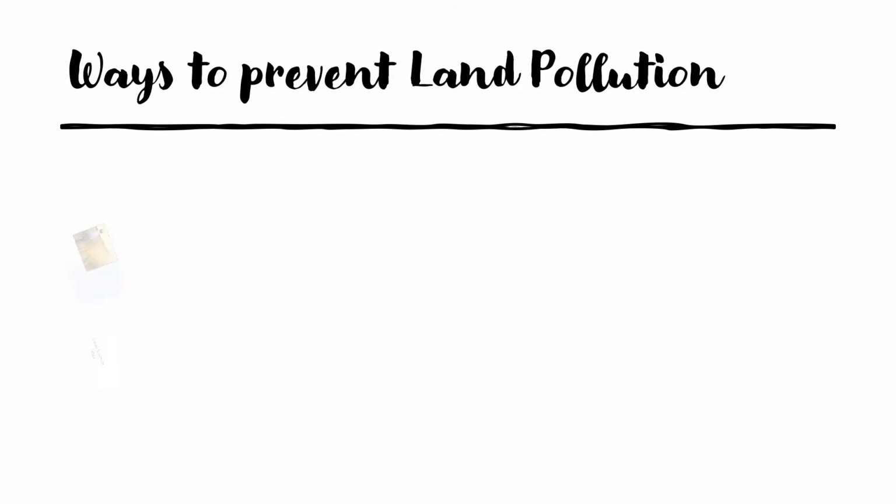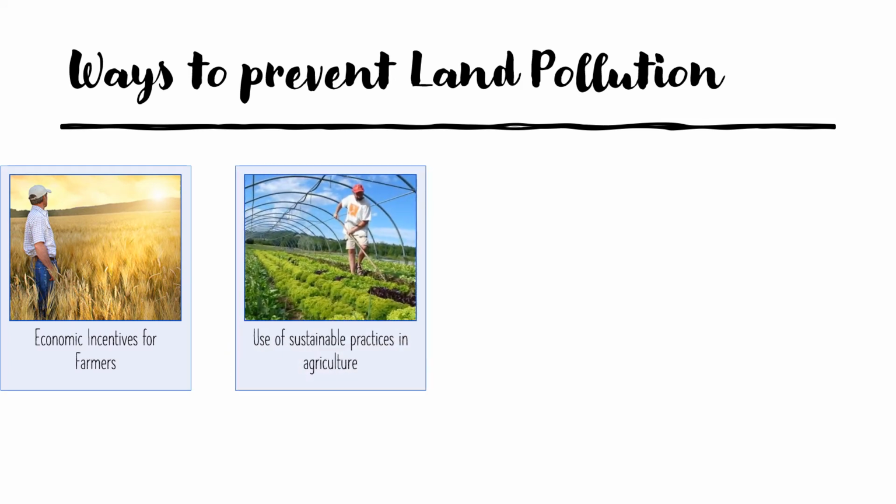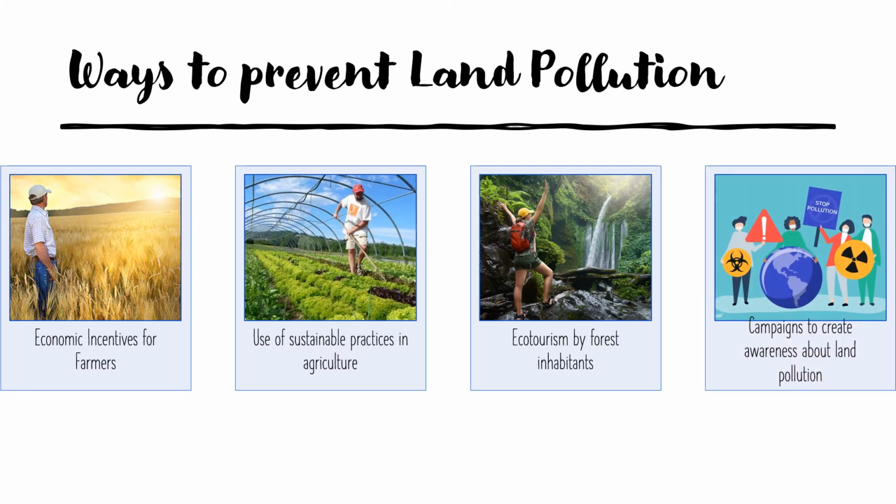Ways to prevent land pollution. Economic incentive for farmers. Use of sustainable practices in agriculture. Ecotourism by forest inhabitants. Campaigns to create awareness about land pollution.